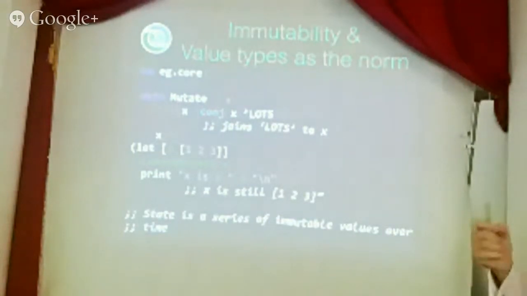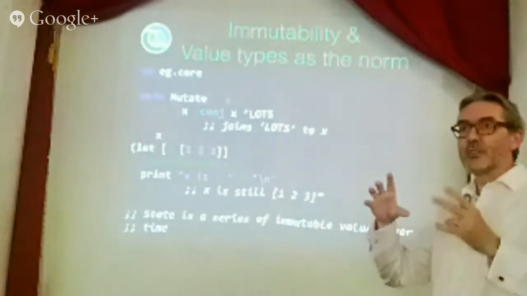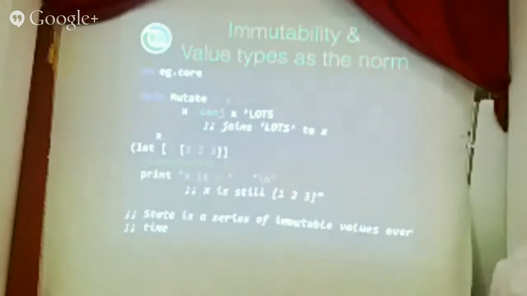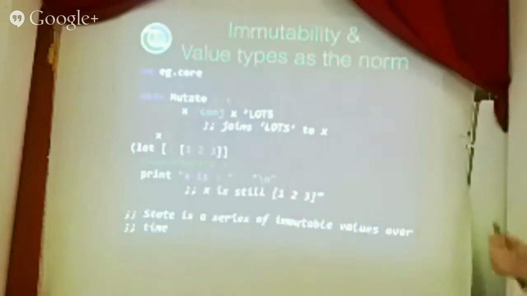So part of the philosophy in OO, you try and hide state, you encapsulate it inside an object. Rich Hickey's view was that state surely is a series of immutable values, so you can't actually change it.